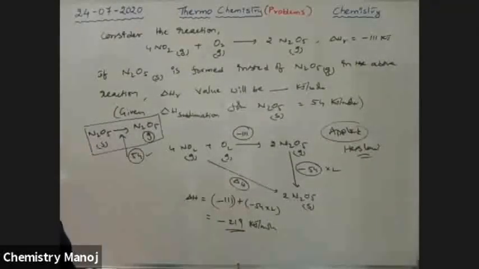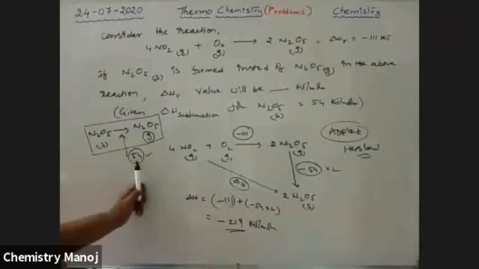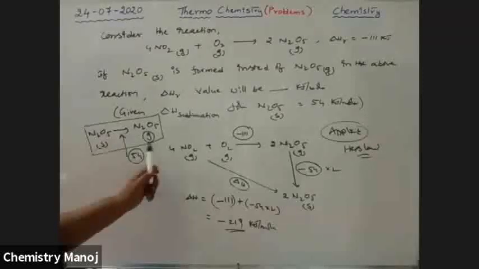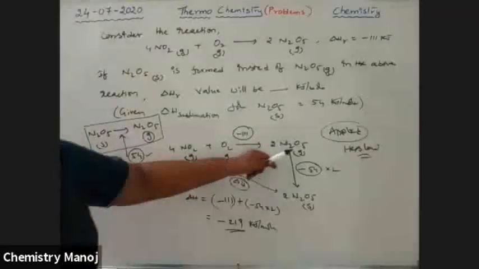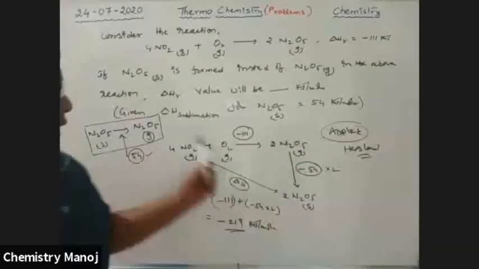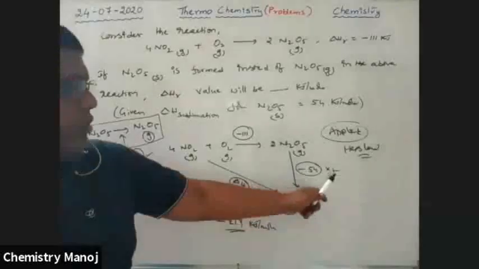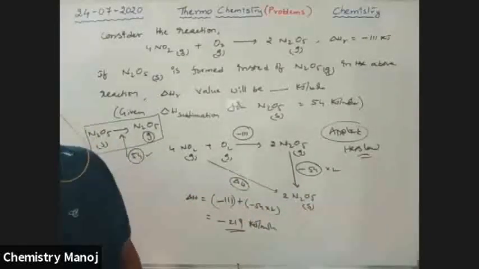Is this clear? Here, the solid to gas value is 54. But here, for gas to solid, I am taking minus 54. It is for 2 moles, so that is added.